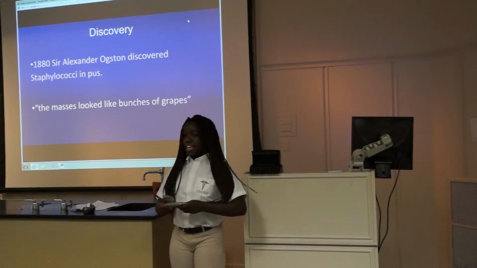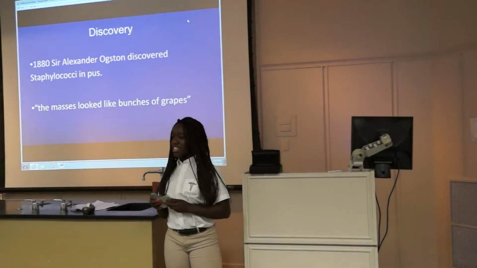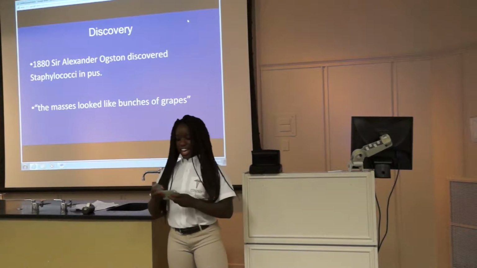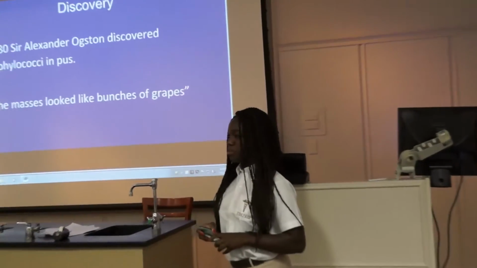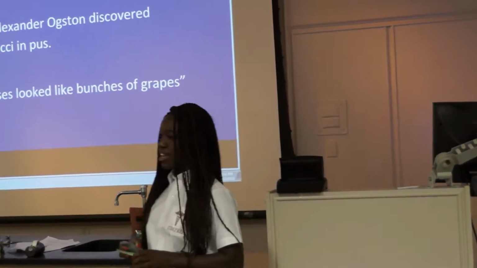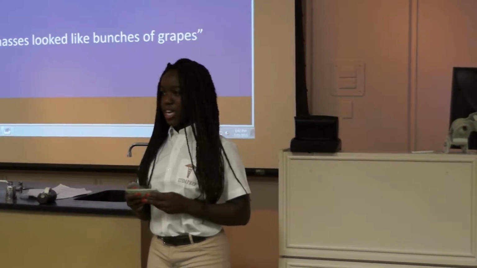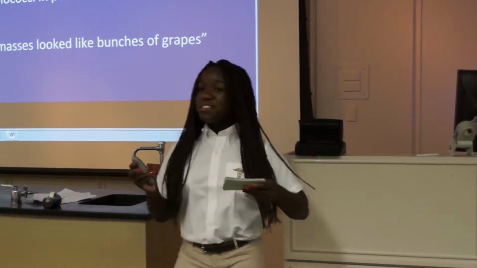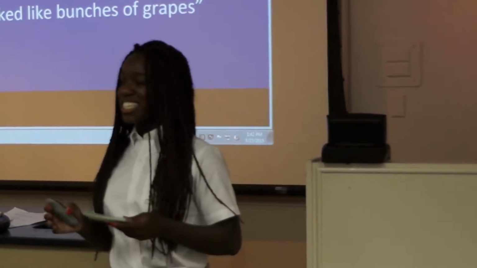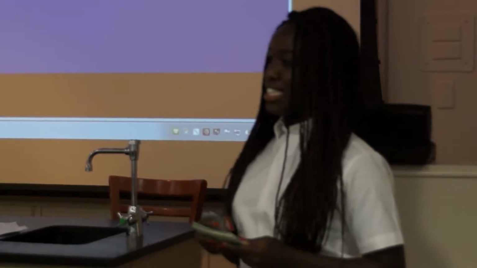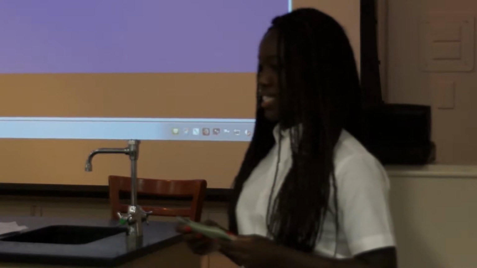Discovery. In 1880, a German scientist by the name of Sir Alexander Adesokan discovered staphylococci in pus from a patient's knee joint after surgery. When he described the bacteria, he said the masses looked like bunches of grapes. Many of you know from Wet Bench that the bacterial morphology term coccus means circular, so Staphylococcus aureus is a circular gram-positive bacteria.